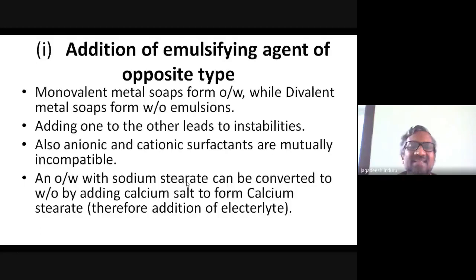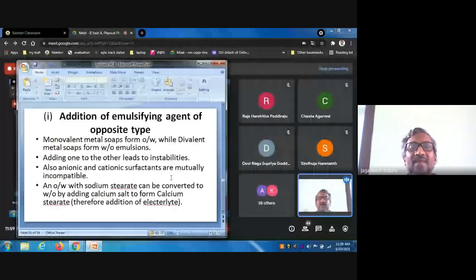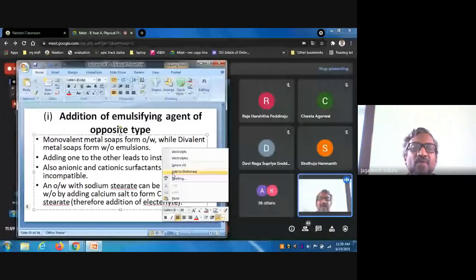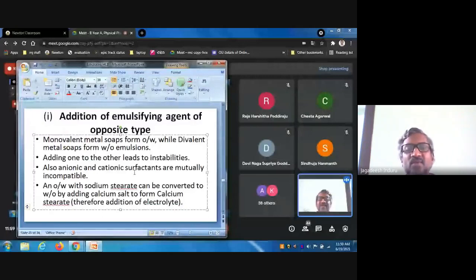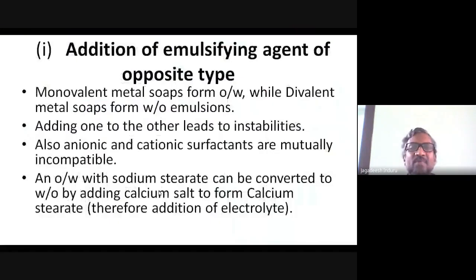So this is actually very problematic, because sometimes we need to add an electrolyte. These electrolytes are added to make your emulsion isotonic with your blood, in case we are going to use it as a parenteral preparation. So in those cases, this type of problem will come.